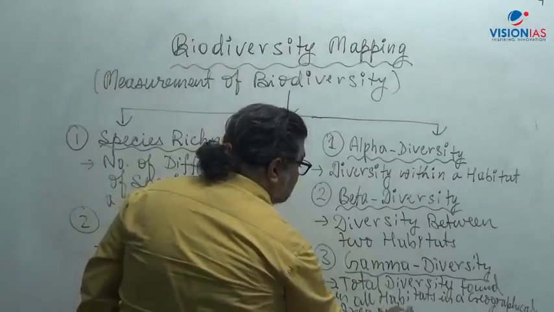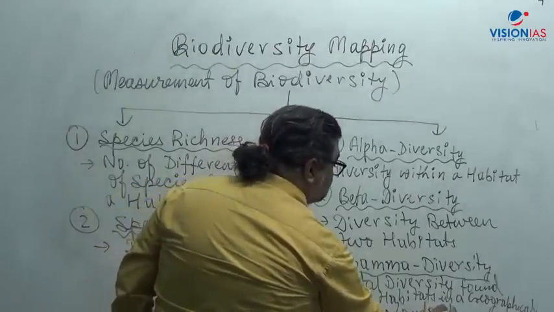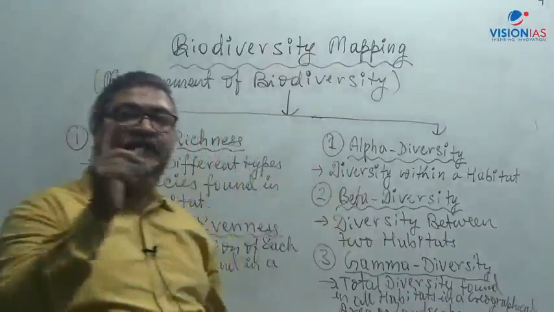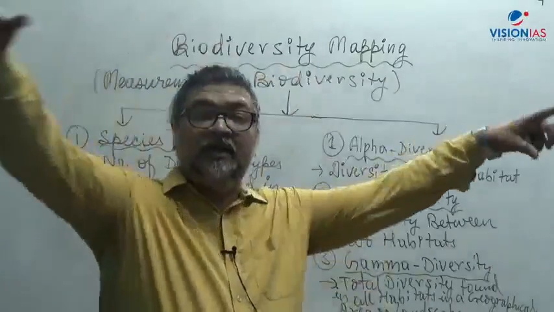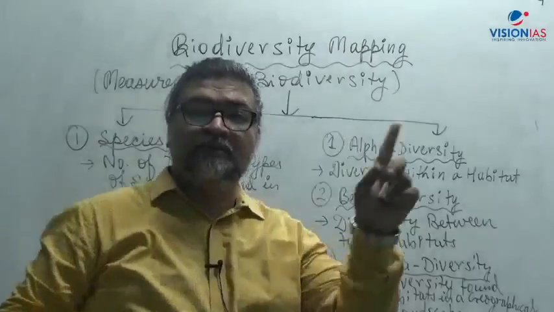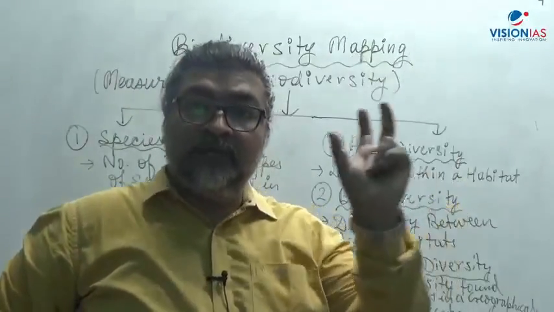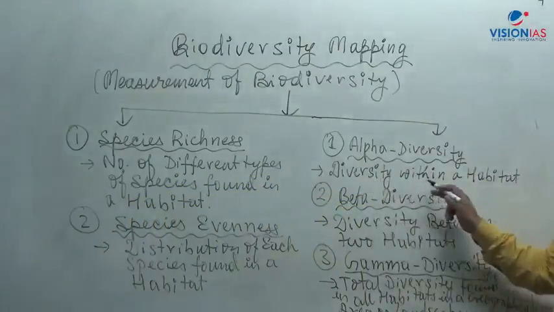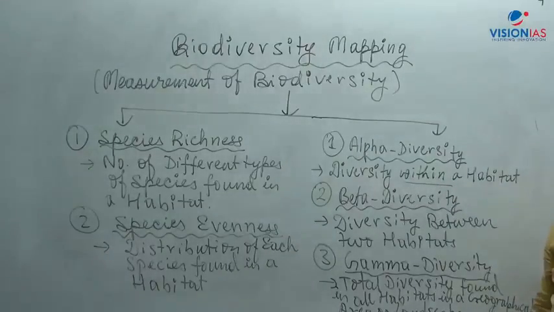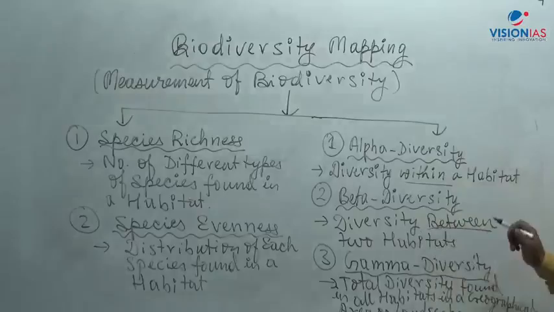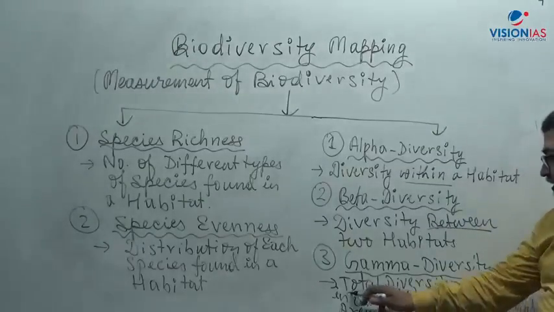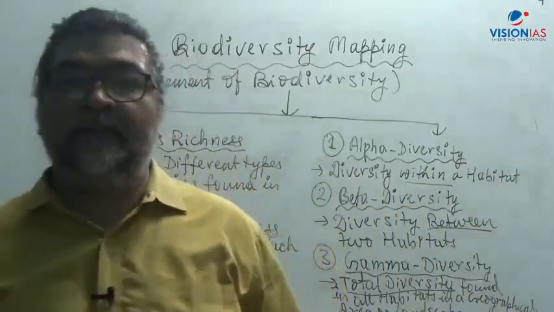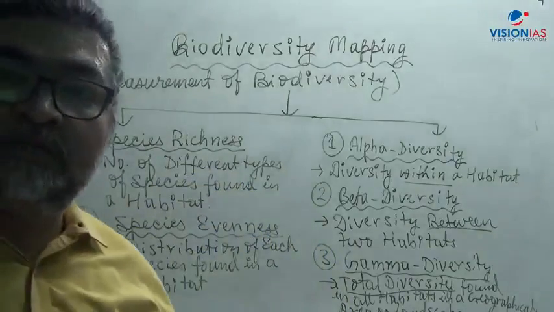Or landscape. When you take, let's say, Kanchenjunga, Nilgiri, Western Ghats, when you take all habitats together, all habitats in a given large geographical area, the total diversity, all alpha and all beta, that makes gamma diversity. So what I've given here: alpha diversity is the diversity within a habitat, inside a habitat. Beta diversity is diversity between two habitats, and gamma diversity is the total diversity of a geographical area or a landscape. That is called gamma diversity.